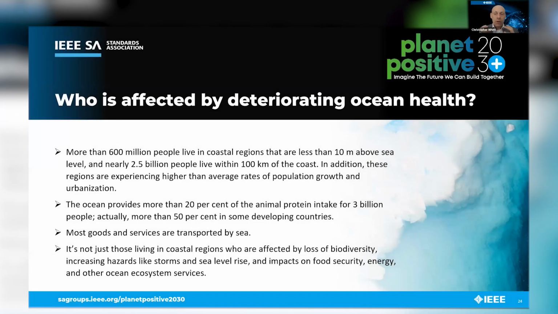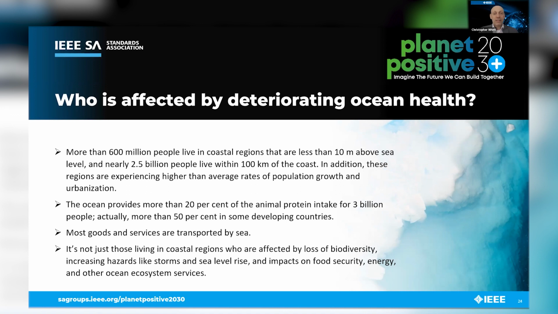Why, who's affected by this? Well, essentially almost everyone. More than 600 million people live in coastal regions less than 10 meters above sea level, and nearly 2.5 billion live within 100 kilometers of a coastline. And those regions are typically experiencing higher than average population growth and urbanization.